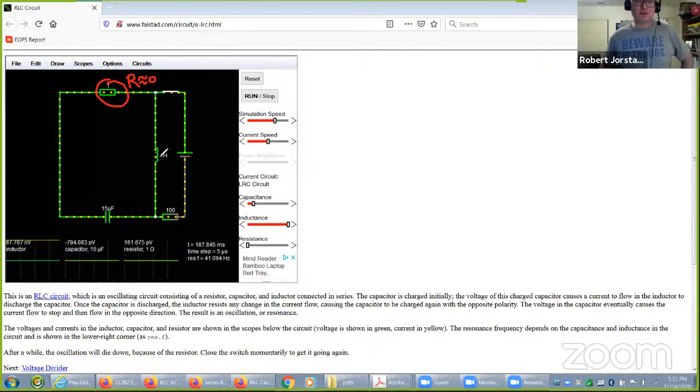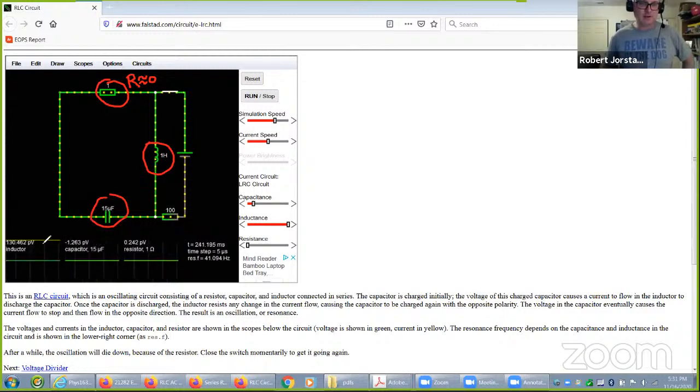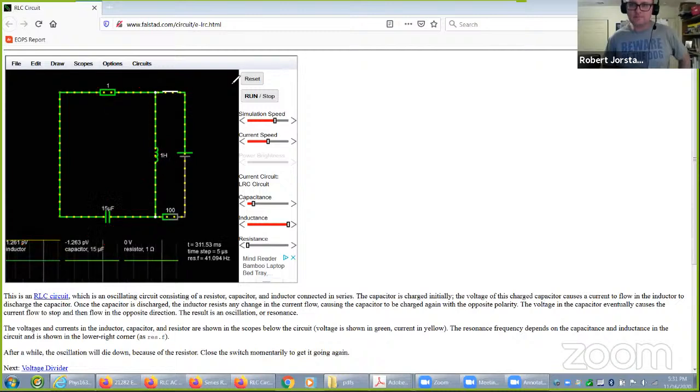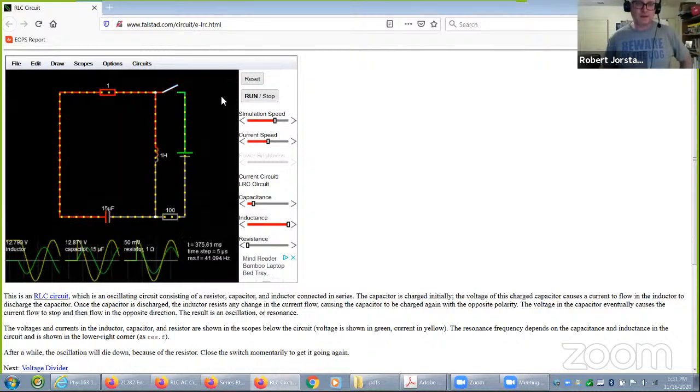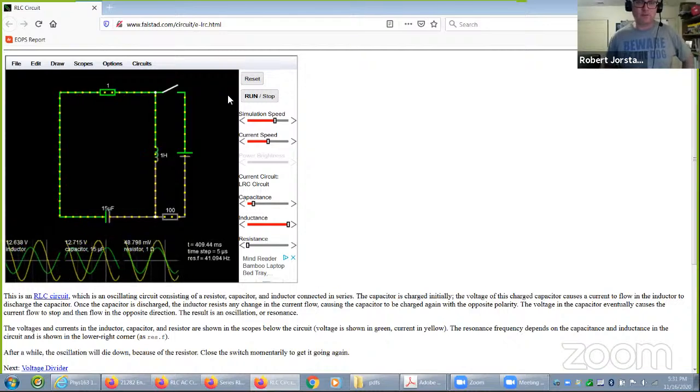Okay. So in this case, I want you to watch, this is the inductor and this is the capacitor. So it's pretty similar. And notice down here, we can get the voltages on them, right? So when I run this thing, I'm going to flip the switch and notice what happens. We see the energy basically going back and forth between the inductor and the capacitor.